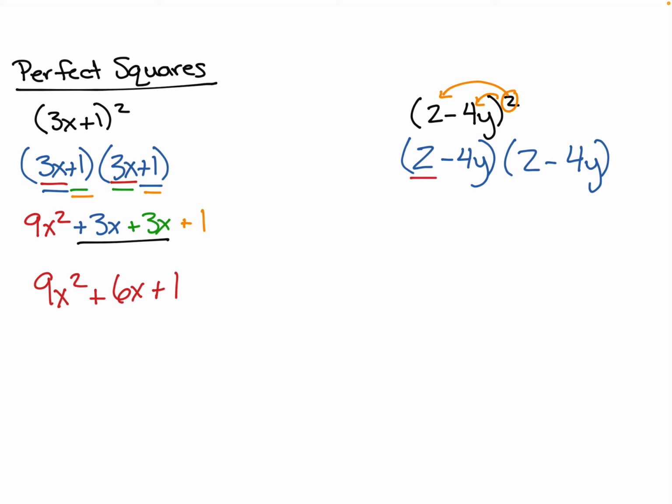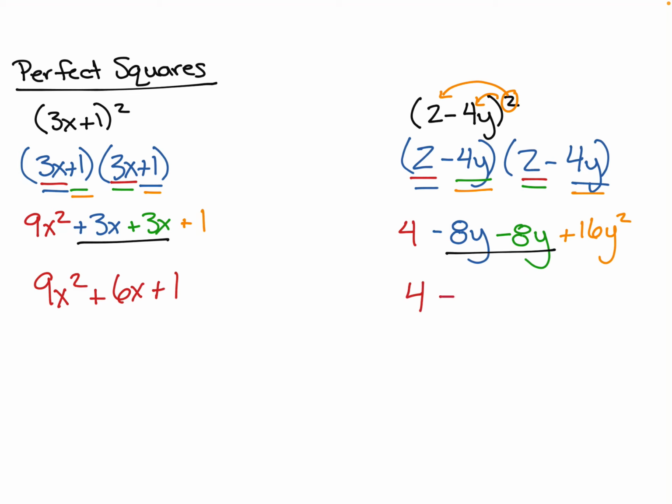So again, if we multiply by FOIL, first gives us 4, outer gives us negative 8y, inner negative 8y, last positive 16y squared. Collect up our like terms. Shockingly, it ends up being the middle two terms. We end up with 4, negative 8y minus another 8y, negative 16y, plus 16y squared. So that's another special case called perfect squares, which again will come up a little bit later on. And that's about it.